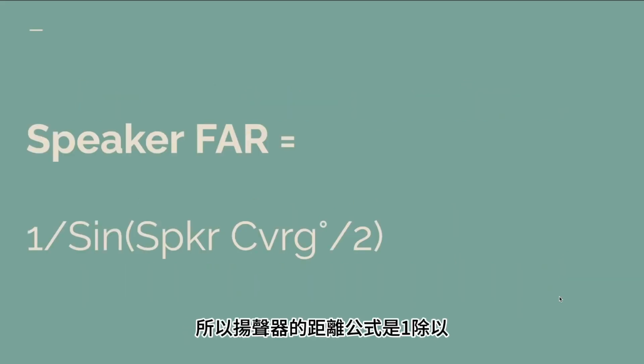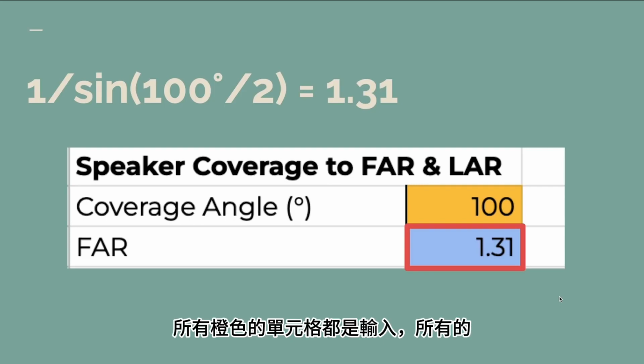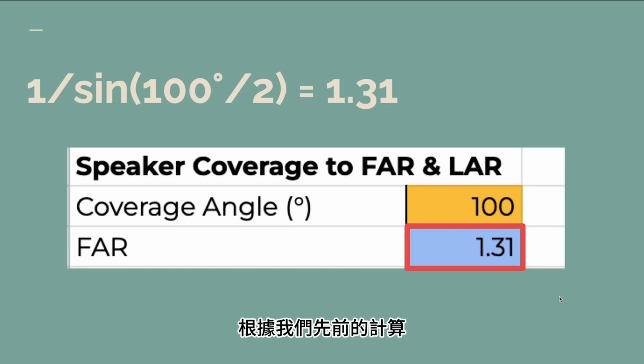Apologize. So the speaker FAR formula is 1 over sine of the speaker coverage in degrees divided by 2. If that scares you a little bit, it's here in the spreadsheet. All I got to do is put in 100 degrees right there, and it'll spit out the FAR for you. All the orange cells are inputs, all the blue cells are outputs, and that's right under the previous calculation that we did. So that tells me if I have a 100-degree speaker, that speaker can cover an audience zone that has an FAR of 1.53.